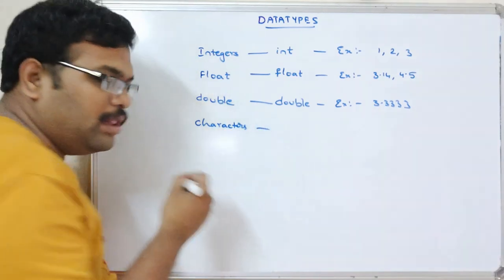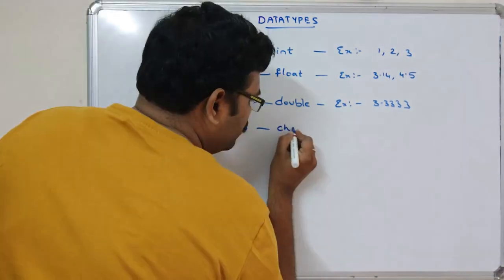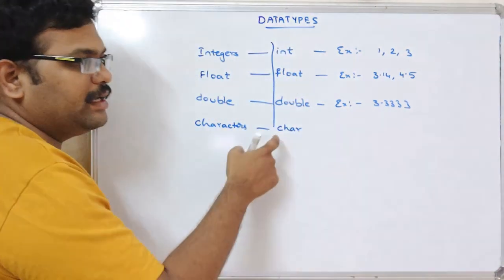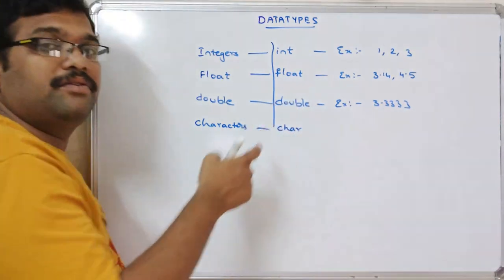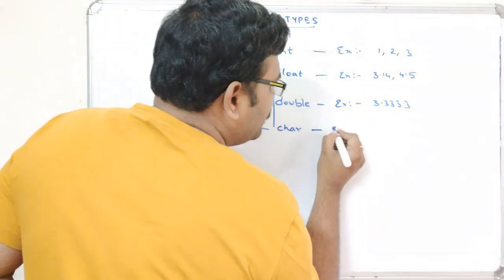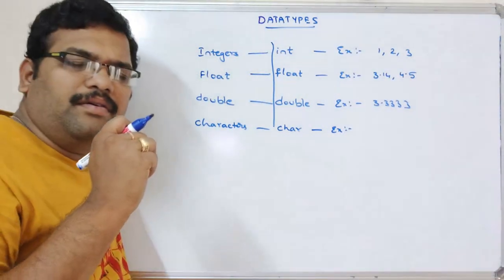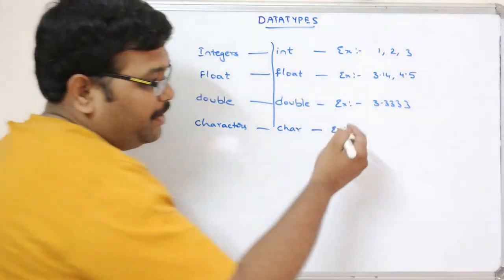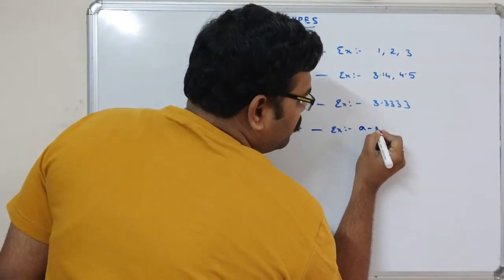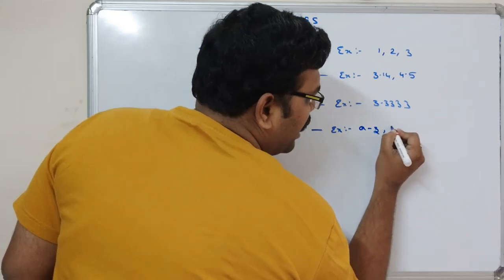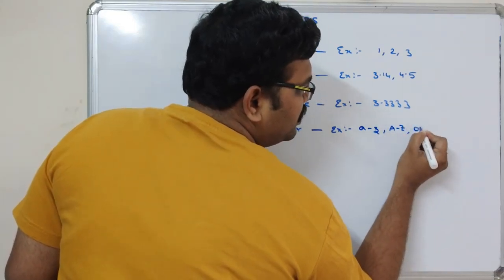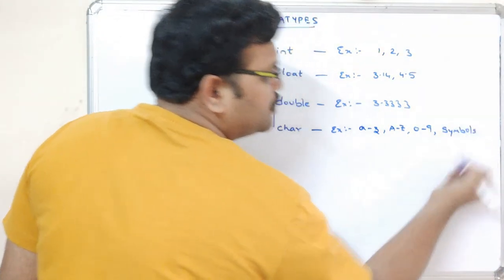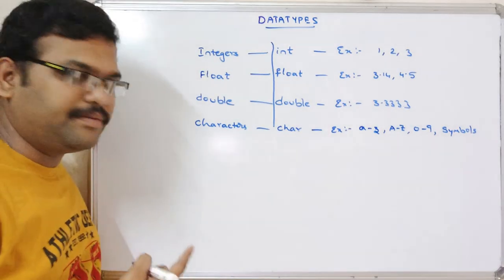Characters. For all the characters, we'll use char. These are the keywords. With the help of keywords, we have to declare the variable. Characters means every key on the keyboard will be considered as a character. That means small a to small z, capital A to capital Z, 0 to 9, and all the symbols. Everything will be considered as a character.